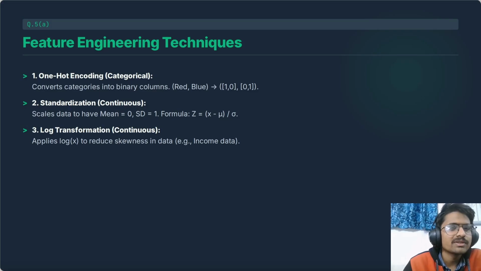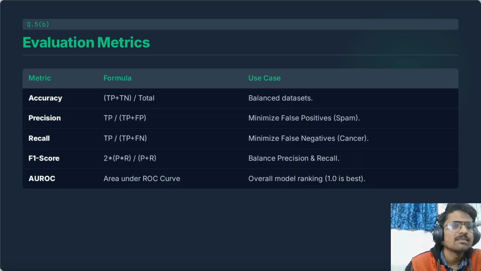So part A of question number five: feature engineering techniques. First is one hot encoding for categorical data. Convert categorical into binary columns, red and blue into 1 0 and 0 1. Second is standardization for continuous data, which scales data to have mean = 0 and standard deviation = 1. The formula is z = (x - μ) / σ. And the third is log transformation, which applies log x to reduce skewness in data. Example, income data.